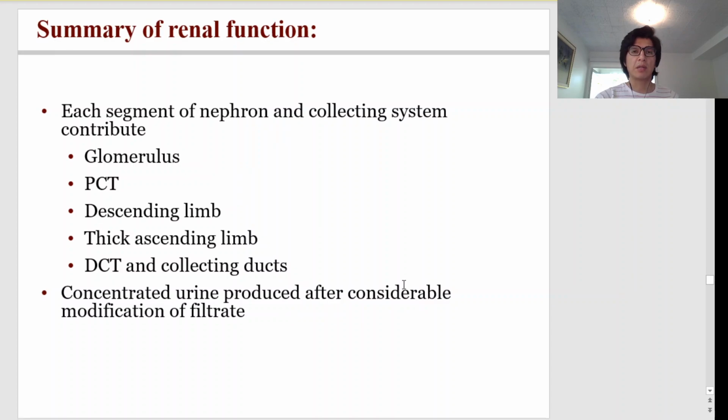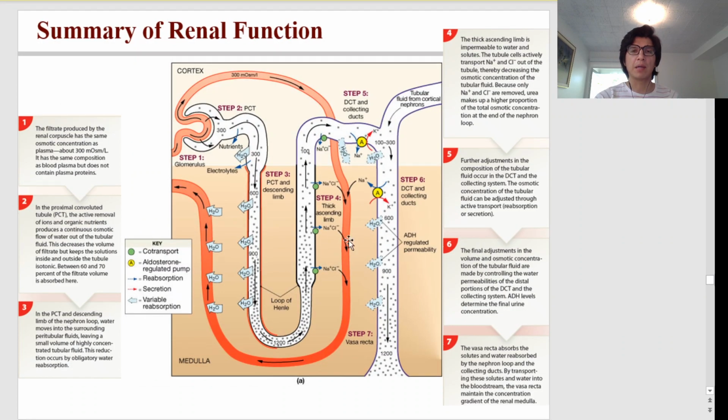Let's go through this summary of renal function. Here we observe filtration occurring, and reabsorption of nutrients and of ions as well at the proximal convoluted tubule.